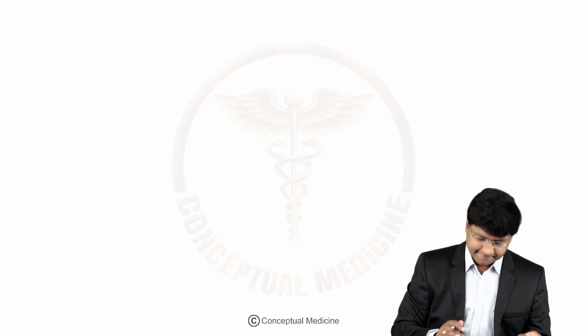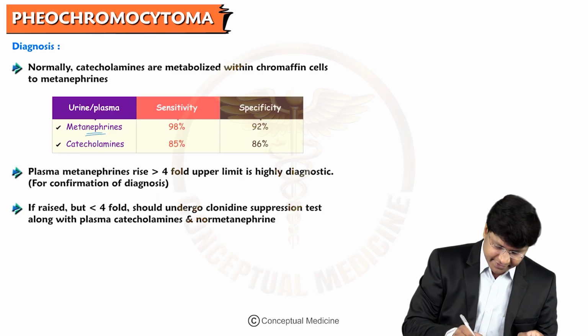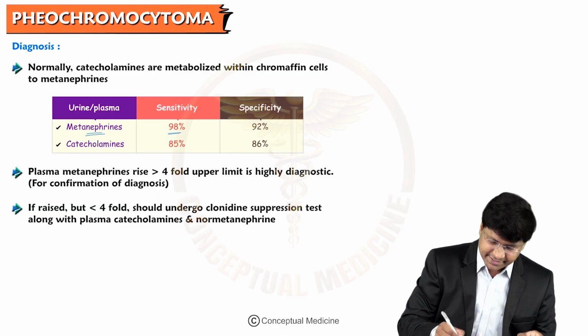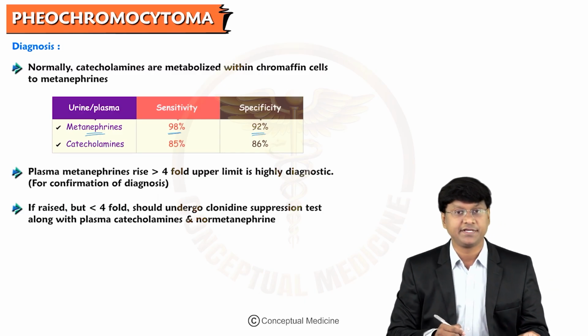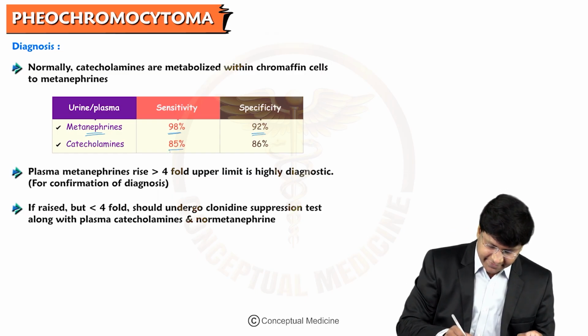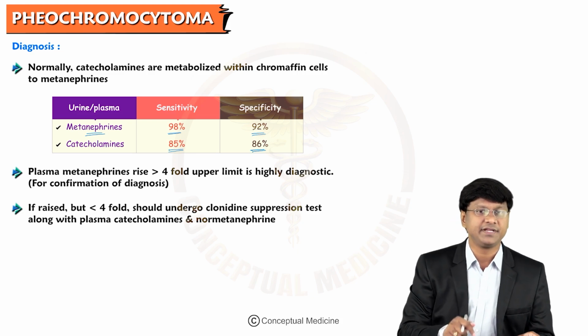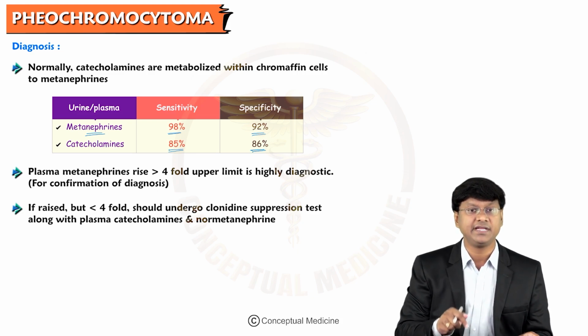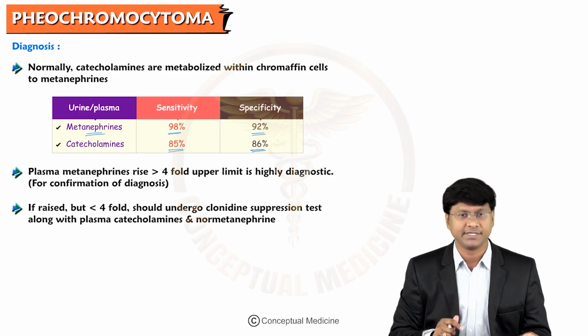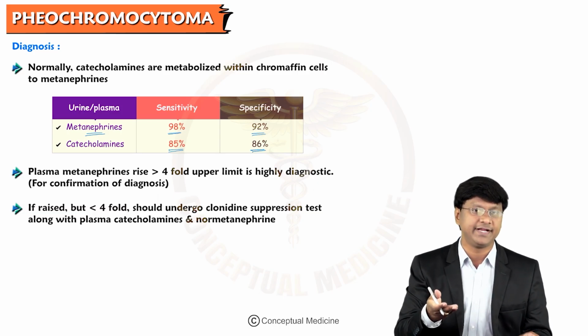If you take the sensitivity and specificity, the rise in metanephrines is almost 98% sensitive and 92% specific in pheochromocytoma. But in the same patients, the rise in catecholamine levels is only 85% sensitive and 86% specific. So this is a very important point that you should remember: we need to test for 24-hour urinary metanephrines, not the catecholamines. And what should be the level of the metanephrines that should be elevated?